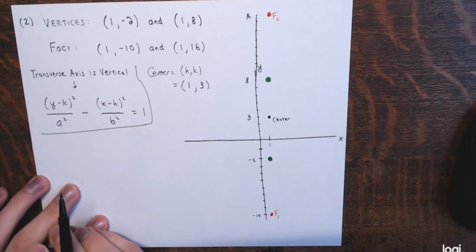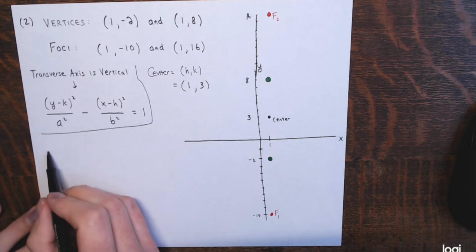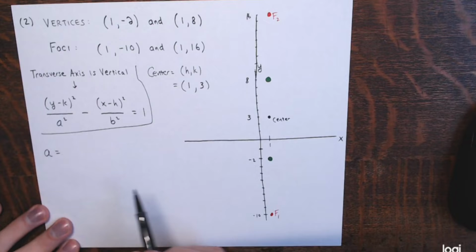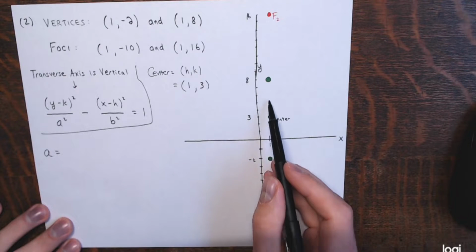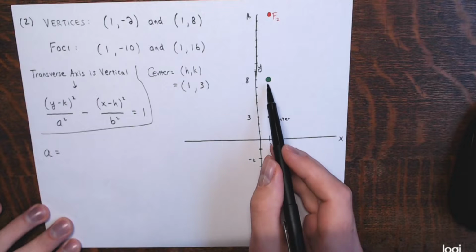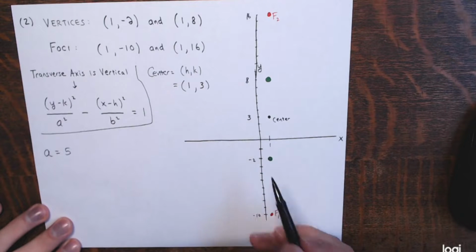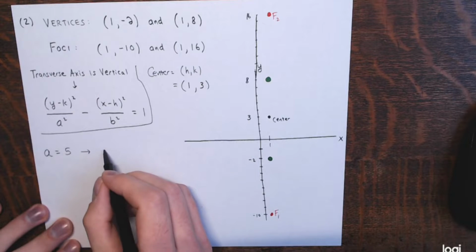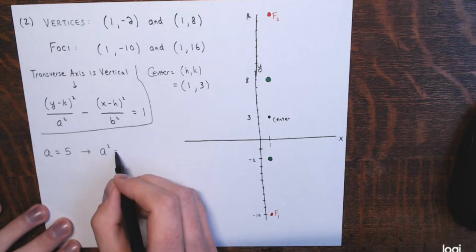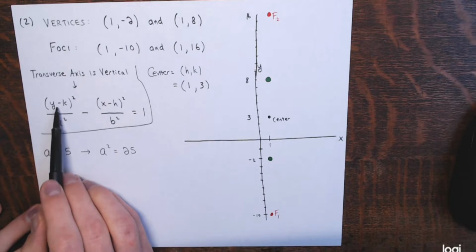Now I just need to find a and b. Once again, a is easy to find. And remember, a is the distance from the center to a vertex. So that's 5 units, from 1, 3 to 1, 8, 5 units. Or from 1, 3 to 1, -2. Either way, it's 5 units. So a squared is 25, and that's going to be the denominator under the y minus 3 squared.